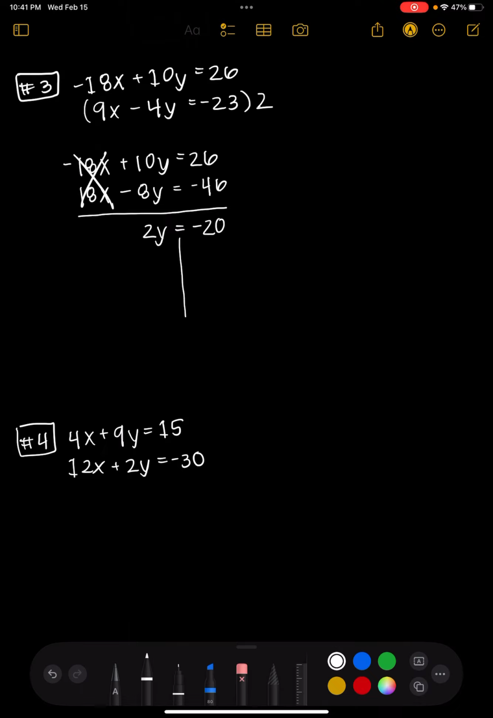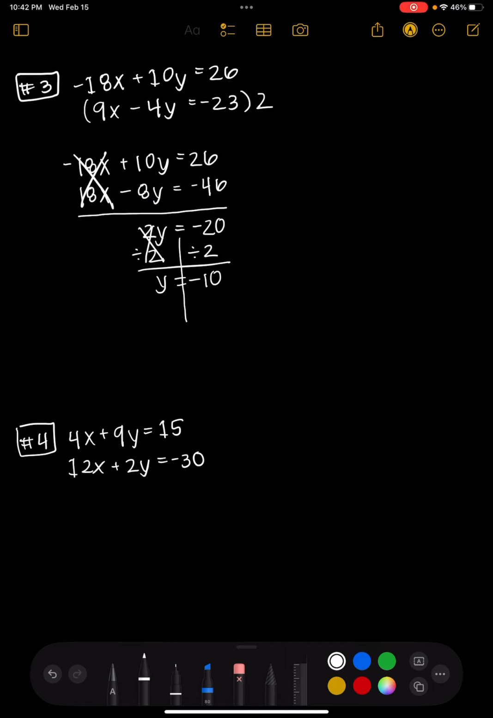Now we can solve that equation for y because y is the only variable left. To do that, we're going to divide each side by 2. The 2's cancel out on the left side. We're just left with y. And then on the right side, I've got negative 20 divided by 2, which gives me negative 10. So I know that y is equal to negative 10.